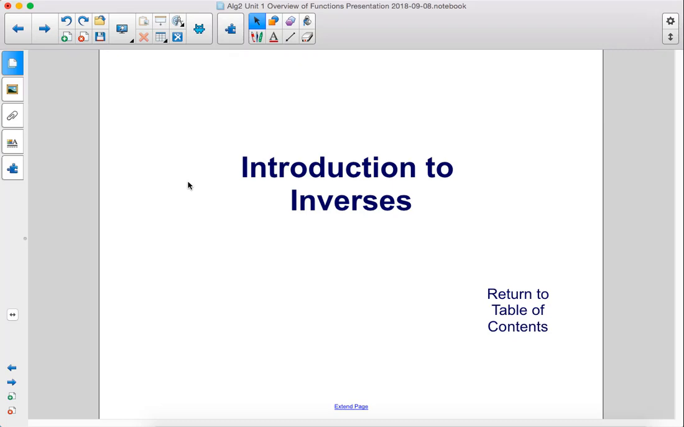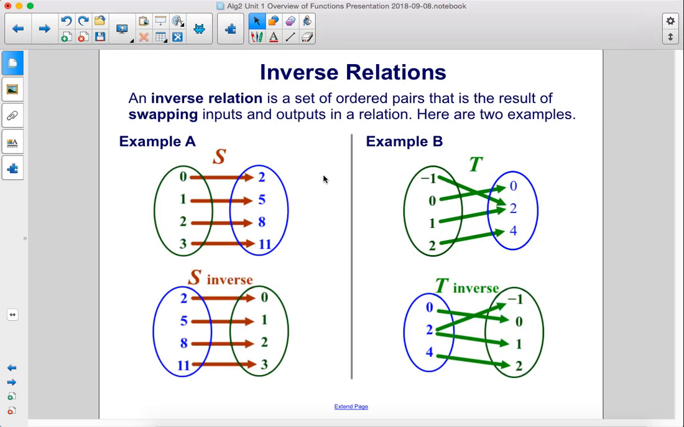Introduction to inverses. An inverse relation is a set of ordered pairs that is the result of swapping inputs and outputs in a relation. Here are two examples. If this is the map of S, this is the map of S's inverse. We've just swapped the outputs with the inputs like so. Example B. If this is T, this is T's inverse.